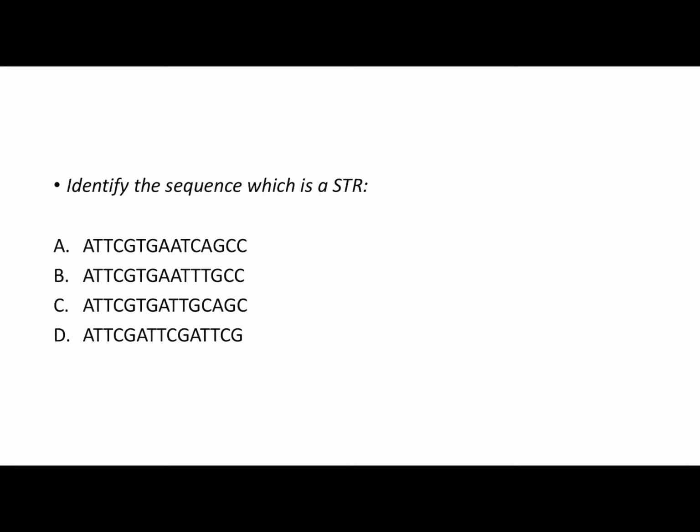Okay, so let's look at this particular question on short tandem repeats here. It says here, identify the sequence which is a short tandem repeat. And this is a typical multiple choice question. And if you look at them very, very carefully, you can see that the answer is ATTCG. So we can see here that the short tandem repeat here is a sequence of 5 bases. And in this case, it's repeated 3 times. So the answer for this one is D.